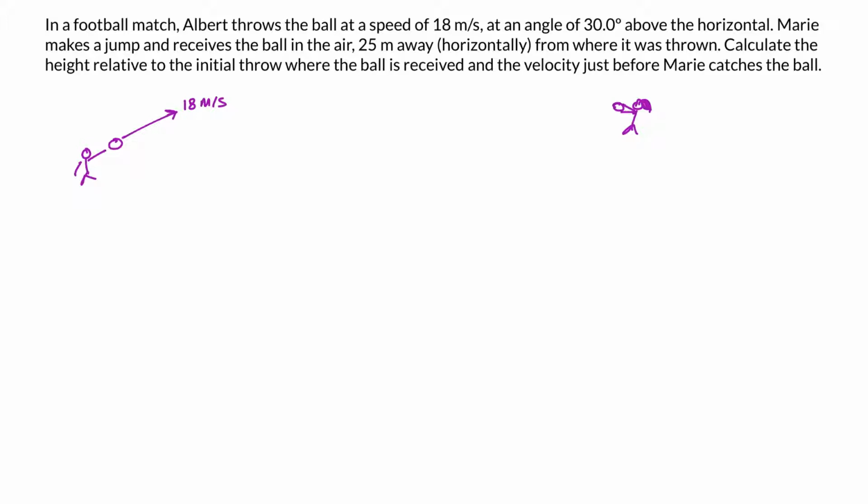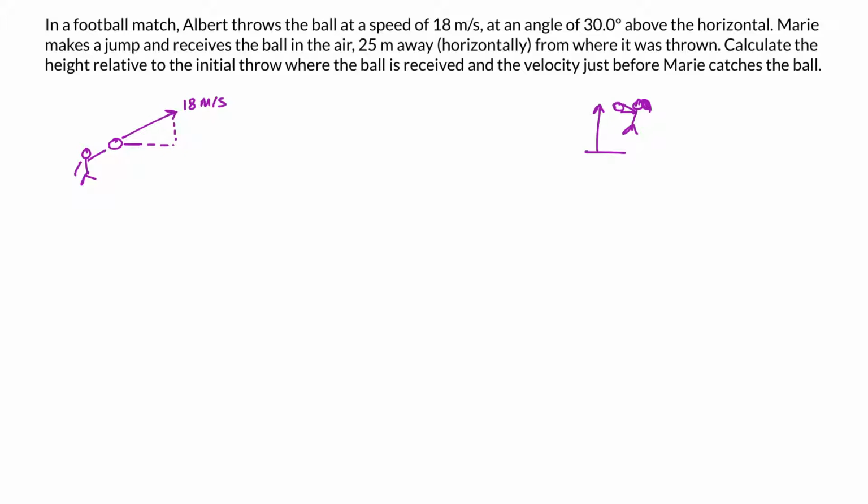And basically some of the stuff that we need to figure out is the height at which the ball was received. So we're looking at that height, which is relative to this point over here. And we want to figure out at what speed the ball was caught, or the velocity just before she actually catches it. So it will actually be a vector quantity.